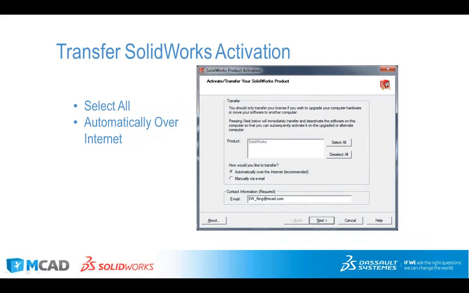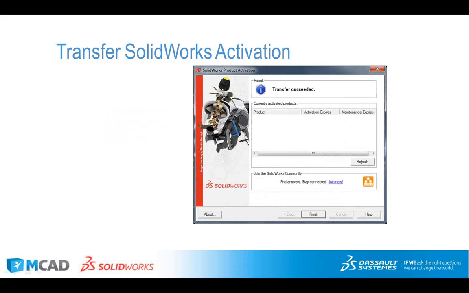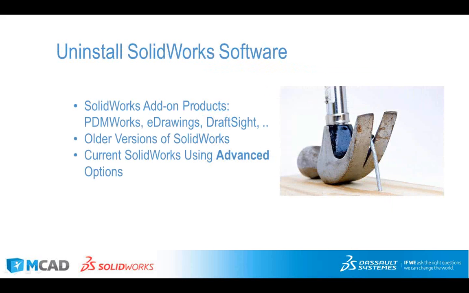And this is what the interface looks like. If you have Simulation, it would be listed under products. So whatever products you might have, you just select all and then tell it to transfer automatically over the internet. So at this point, we've backed up the folder, we've backed up the files, we've saved our settings, and we've transferred the license. So now we're ready to uninstall SolidWorks.